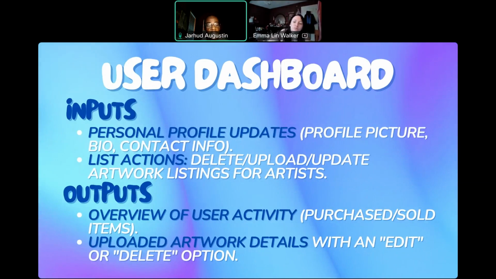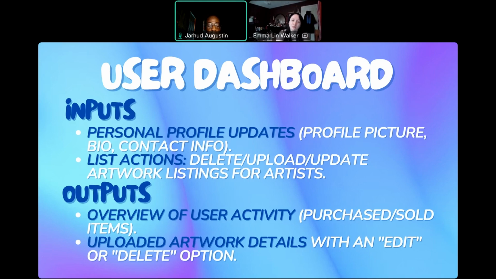Now our user dashboard page. One of our inputs is the personal profile updates, where we can update a profile picture, bio, and contact information. It also gives you a list of actions where you can delete or update artwork listings for artists. The outputs are that you can view your user activity, how many of your items were purchased and how much revenue they brought, and you have an option to edit or delete your information.